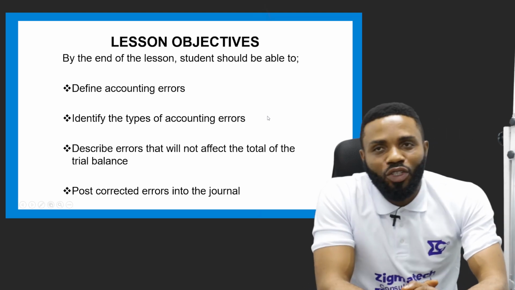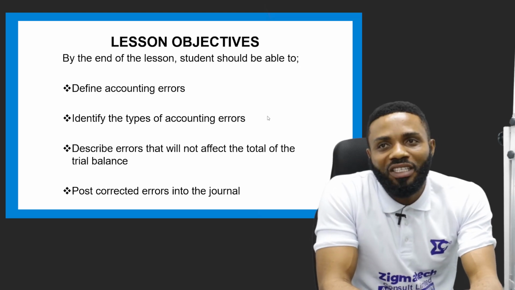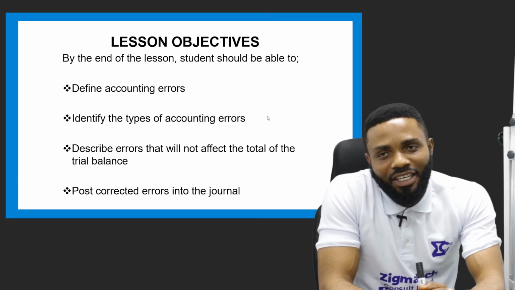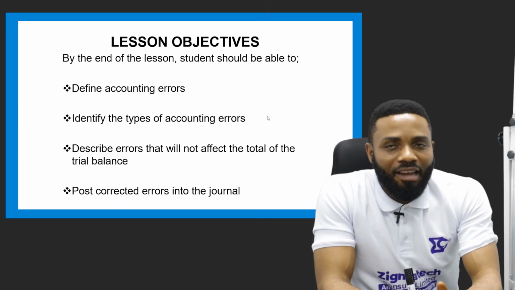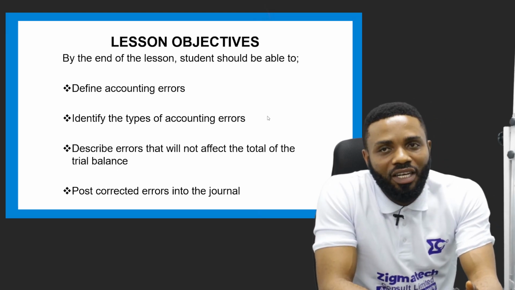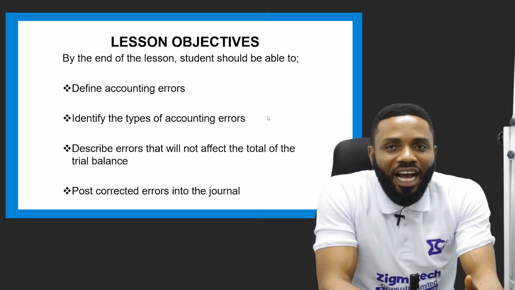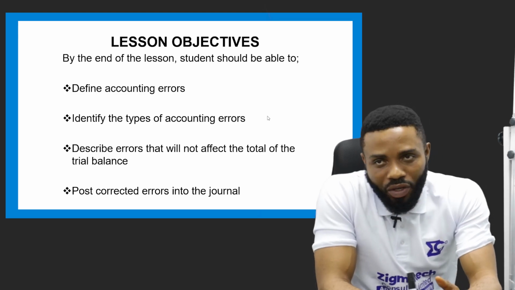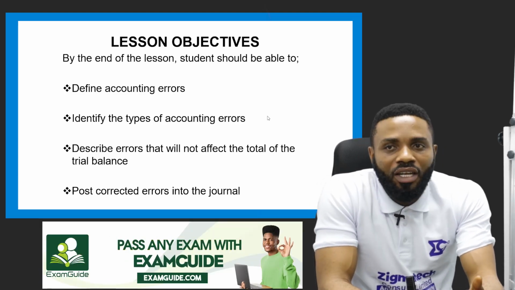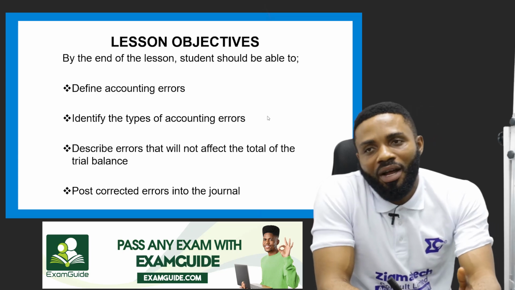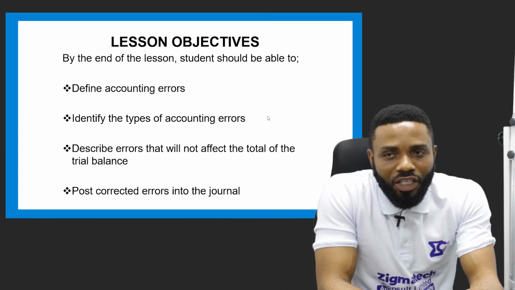But before then, let us look at our guide, what we guide our journey in today's lesson. I call it lesson objective. What are we looking at? Those are the focus we are going to have within the lesson. Number one, we are going to define what accounting errors are. What do we call accounting errors? And then we're going to identify the types of accounting errors we have. How many types of accounting error do we have? And then we're going to describe errors that will not affect the total of the trial balance. And then we are going to post corrected errors into the journals.